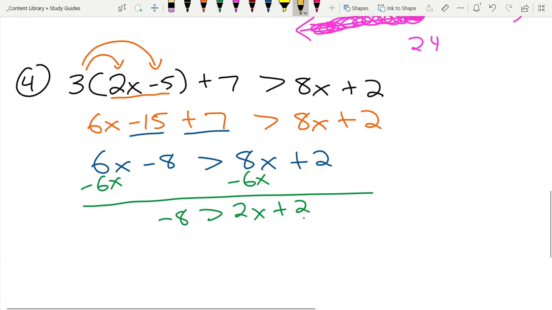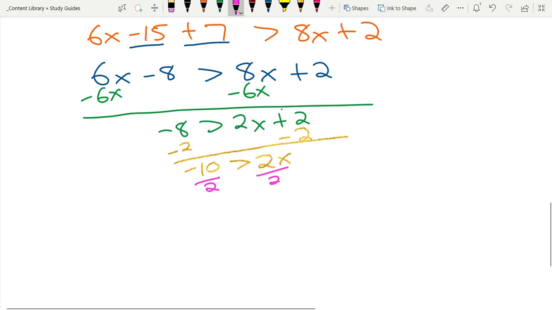Now we can play the game of opposites. So we get rid of our standalone number, so we subtract 2. We get negative 10 is bigger than 2x. 2 is a multiplier, so I divide. And at this point you might say, so we flip the arrow. No flip. There's no flip on this one because we brought over a positive to divide with, not a negative. So it just stays x is less than negative 5. There is no flip to it.